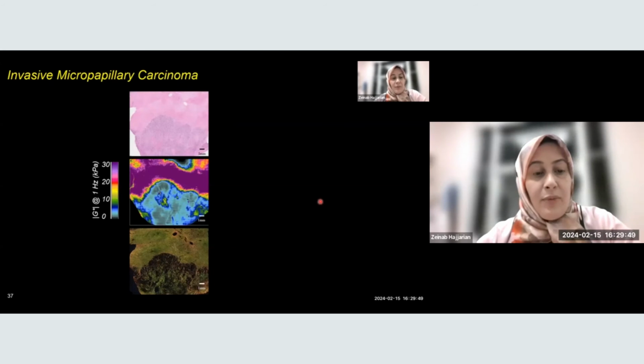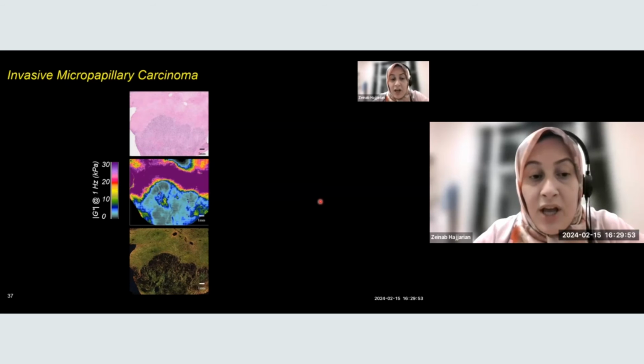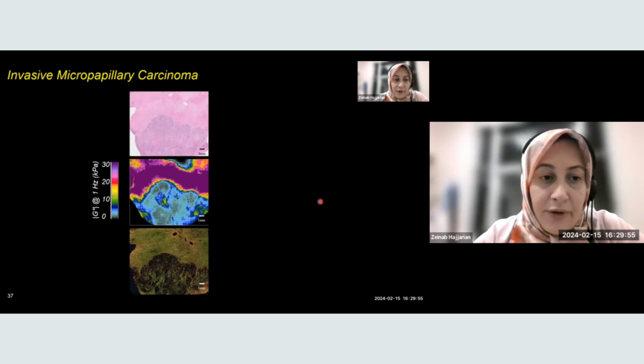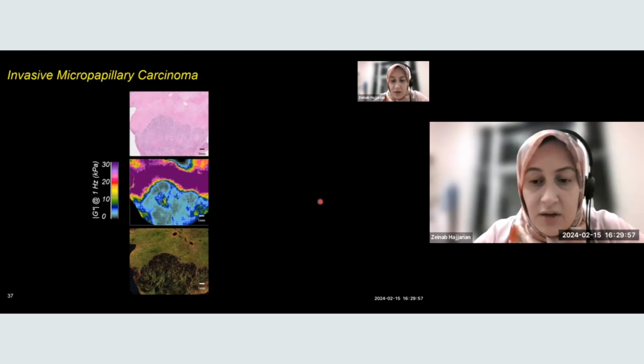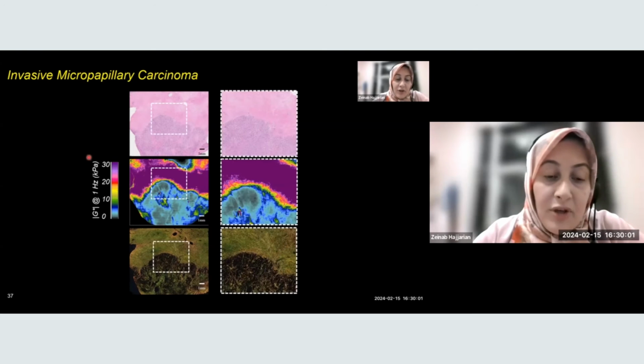Now, this is another subtype. This is an invasive micropapillary carcinoma. This is a very aggressive subtype that is usually lymph node positive. They are a very aggressive subtype. And you can appreciate the significant contrast between the stroma and the epithelia of this tumor.